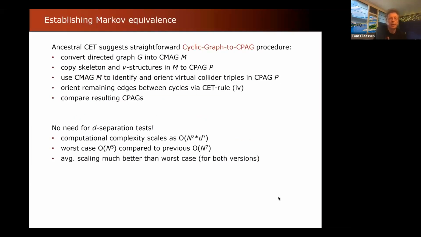Next slide, please, and next one again. So essentially the procedure that we now come up with, based on this version of the CET, is that we start with the directed graph.